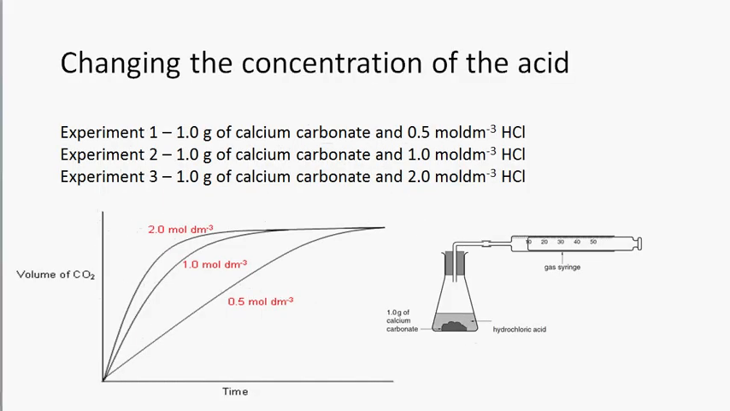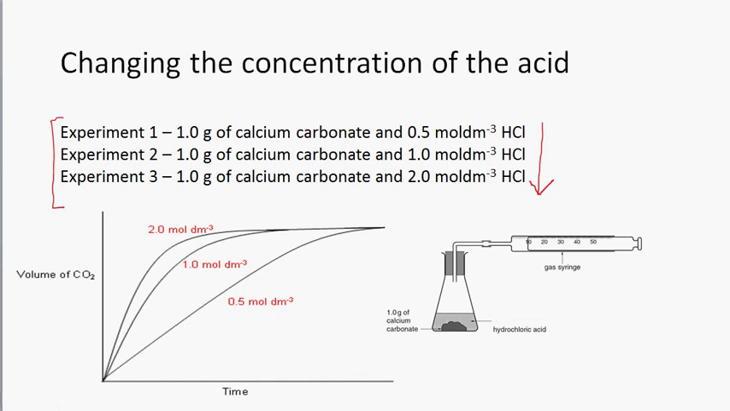Now, we need to be able to show graphically what happens when we change concentration. So in this slide, we have 3 experiments. In each experiment, we have the same mass of calcium carbonate. We have 1 gram of calcium carbonate. But what we are doing is changing the concentration of the acid. We are increasing the concentration of the acid. So we have 0.5 mole per dm cube in experiment 1, 1 mole per dm cube in experiment 2, and 2 mole per dm cube in experiment 3.